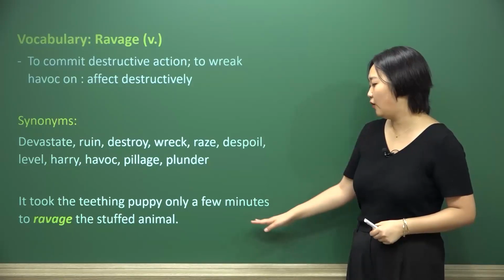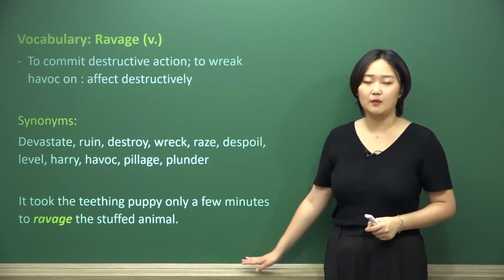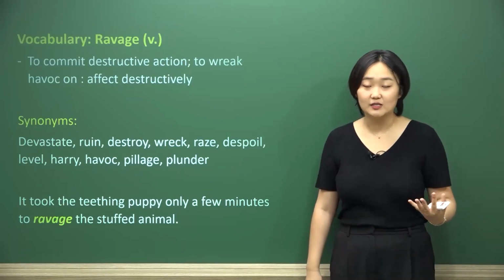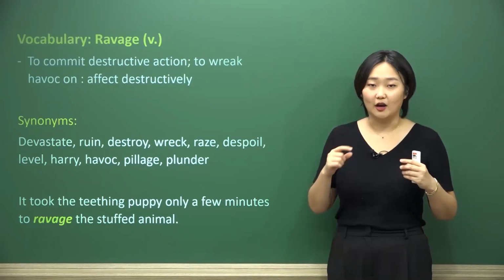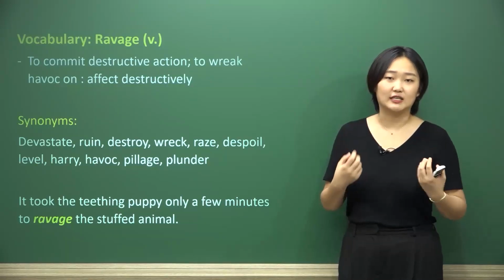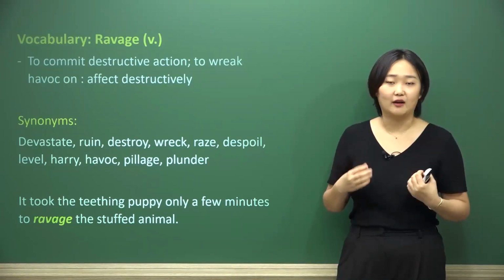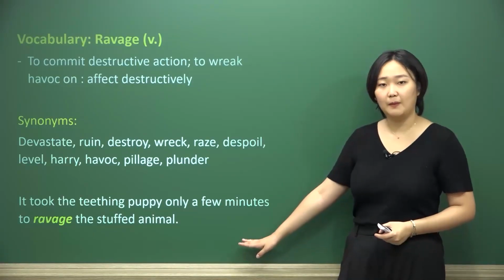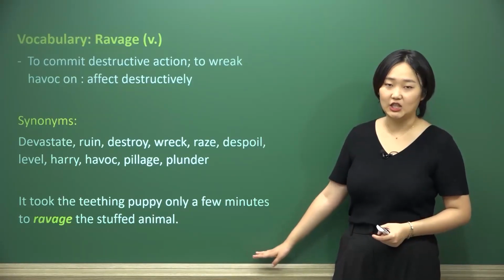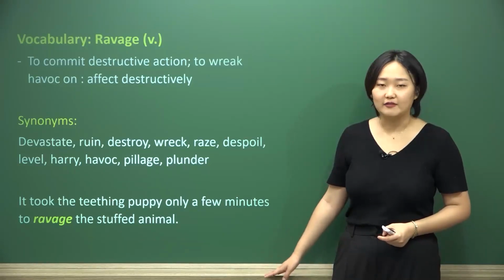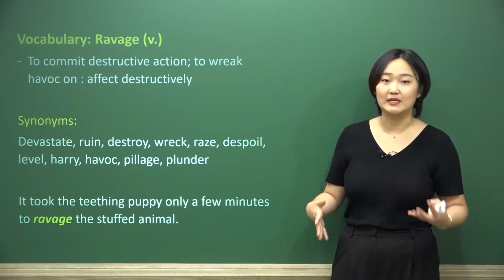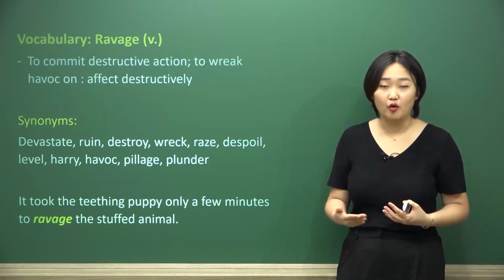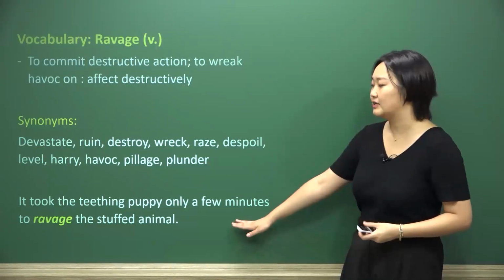It took the teething puppy only a few minutes to ravage the stuffed animal. If you've ever raised a puppy before, you would know that just like any kid, oftentimes when you are young, you lose all your teeth and it itches and it hurts. And so you want to start biting on things that would be really cold because your teeth are growing in. Same thing happens for teething puppies. They want to bite on stuff because their teeth hurt. They will oftentimes have really sharp teeth that can rip into anything. So it makes sense here that they're going to chaotically destroy a stuffed animal because they are teething.